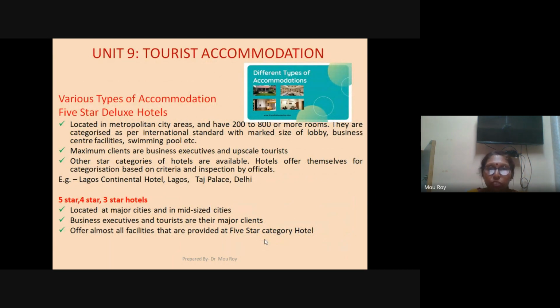So before moving to the accommodation sector, I would just show you the luxury trains of India. Okay.